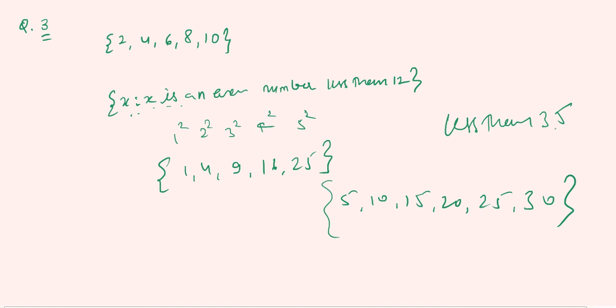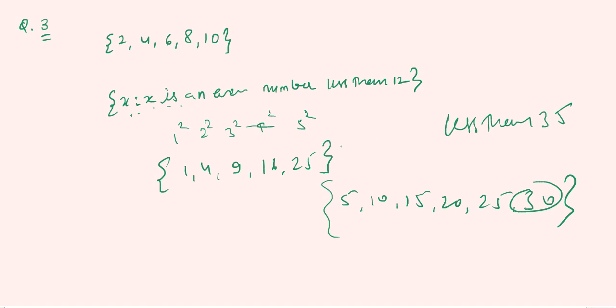35 से लेस देन लिखना कंपलसरी है. क्यों? क्योंकि 35 से नीचे कौन सा नंबर आता है जो 5 से डिवाइड होता है? दैट इज 30 ओनली. ओके. सो दिस इज योर सेट बिल्डर फॉर्म. एज आई टोल्ड यू, दिस चैप्टर इज वेरी इजी. Only some basics you should know clearly. Then you can solve any question.